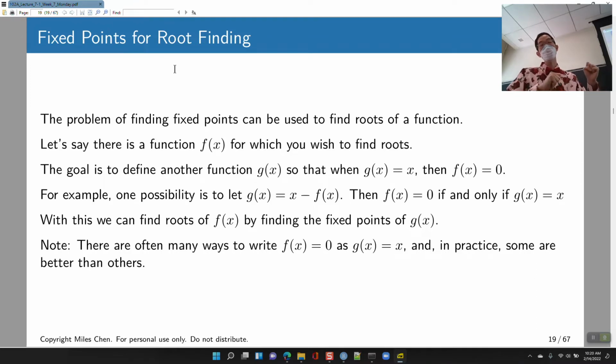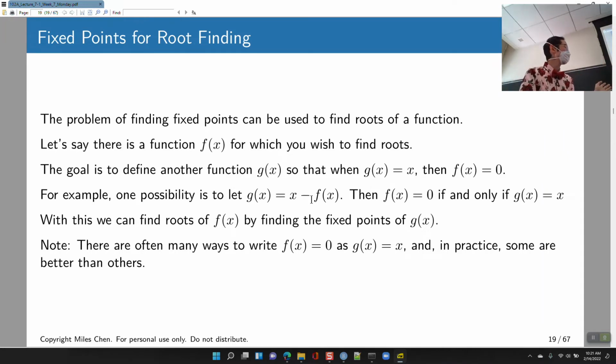Okay, so we define g of x in such a way that when you find the fixed points of g of x, they will be the same as the roots of f of x. So when g of x equals x, we want f of x equal to 0. So one possibility is this. g of x is equal to x minus f of x. There's lots of ways you could do this, but this is one possibility.